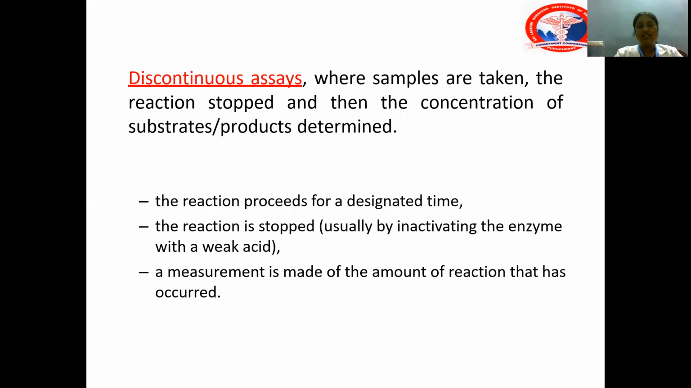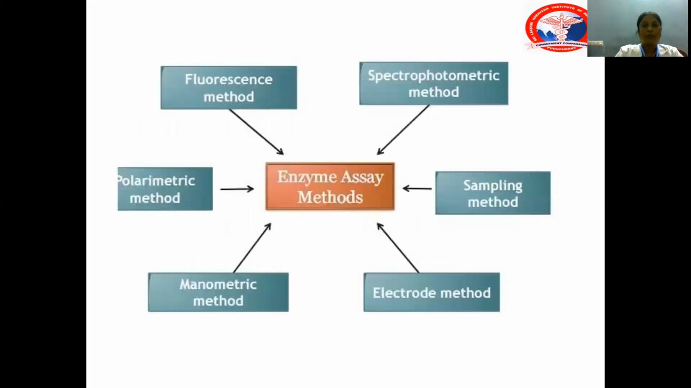discontinuous assays. These are assays where samples are taken, the reaction is stopped, and then the concentration of the substrates or products is determined. So here, the reaction is allowed to proceed for a designated time interval and then the reaction is stopped, either by inactivating the enzyme with a weak acid, and a measurement is made of how much of the reaction has already occurred.